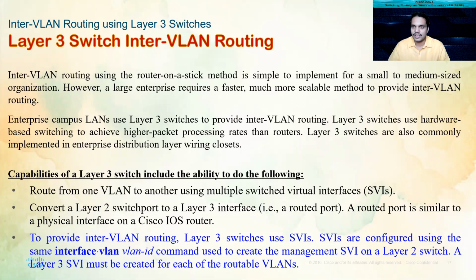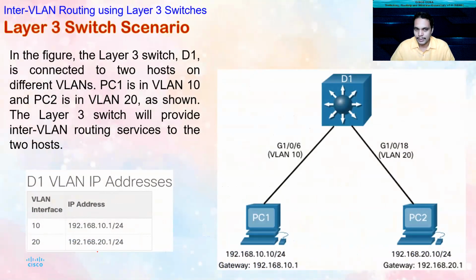As I said, to provide this inter-VLAN routing, we actually use SVIs, and the SVIs are created basically the same way that we have been creating them in many examples. You simply enter the command interface VLAN, give the ID, and then you assign the IP address and the subnet mask. As I said, one SVI must be created for each one of the routable VLANs. So if you have 3 VLANs, you have to create 3 SVIs. Let me show you an example.